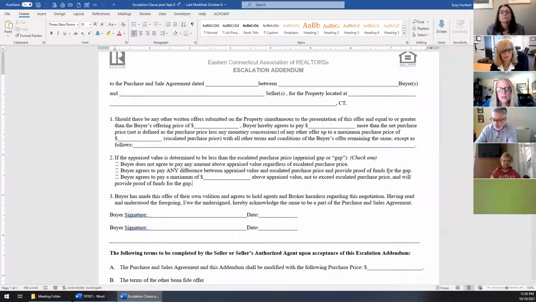That proof can come in the form of a pre-approval letter. It can come in the form of cash they have on hand, because remember, there are times when buyers have the cash available, even if they're doing a mortgage. And then the third checkbox is that they don't want to leave it that open-ended. They want a cap on how much they would pay above appraised value, and the third checkbox allows you to put that cap in there. It allows the seller to understand where the buyer is coming from, and of course, you do need to provide some proof of funds as far as that goes.